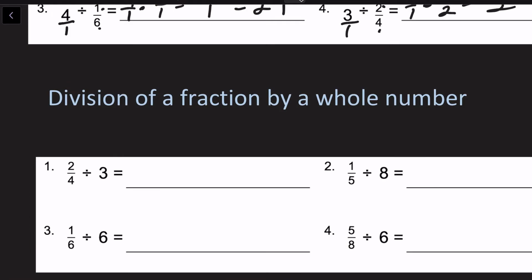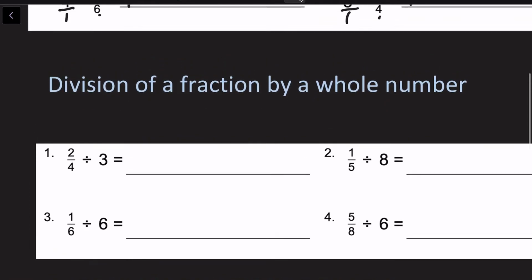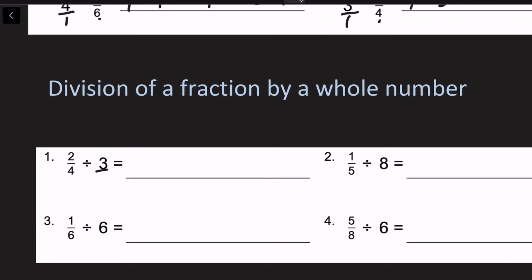Now division of a fraction by a whole number. So again, we're going to just add a 1 to the whole number. So 3 over 1 instead of 3. And we do the exact same thing. 2 over 4 multiplied by the reciprocal of the second fraction, so it's going to be 1/3. So 2 times 1 is 2, and 4 times 3 is 12. So this becomes 1/6.